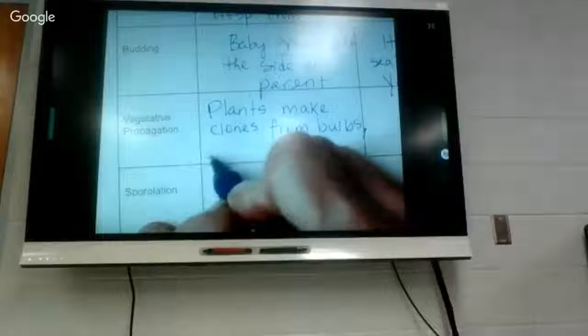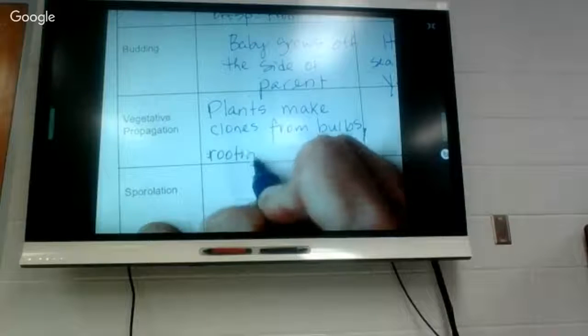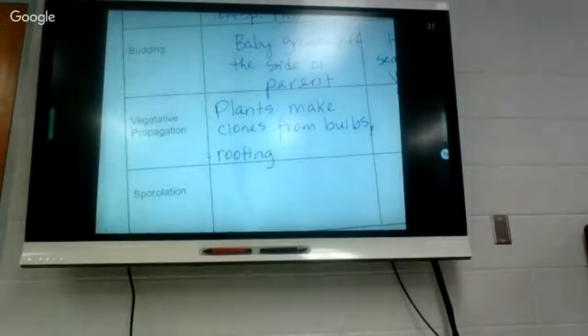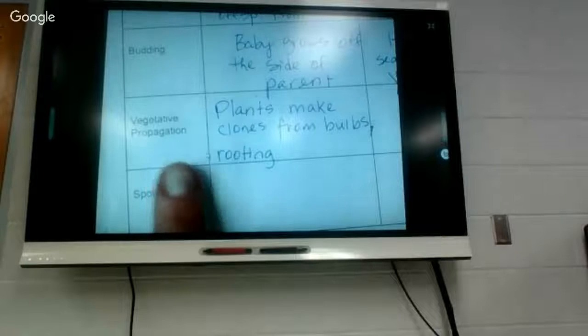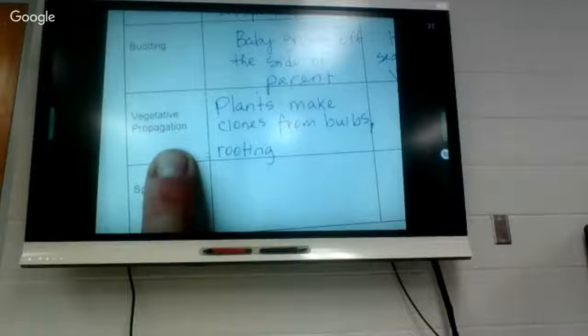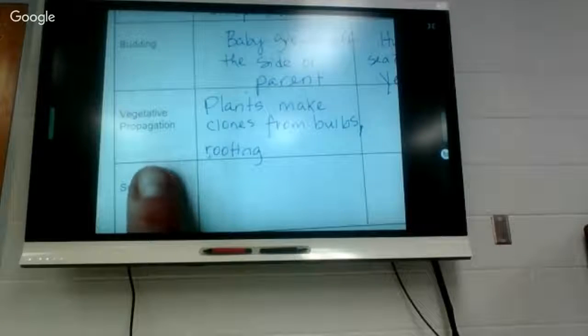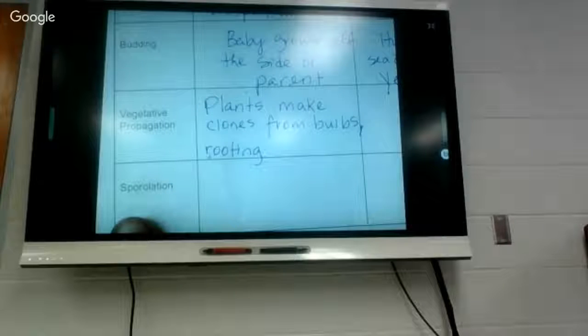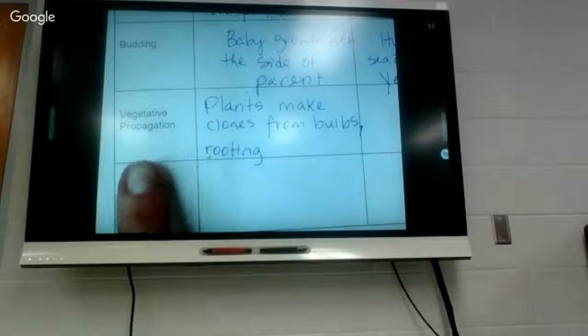This is also from rooting a plant. How many of you know somebody that's taken a cutting of a plant, put it in water, and it starts making roots? My mom does. That's my mom. She has a whole garden full of flowers and plants. That is vegetative propagation.